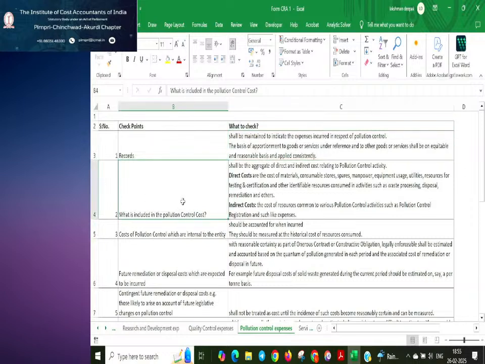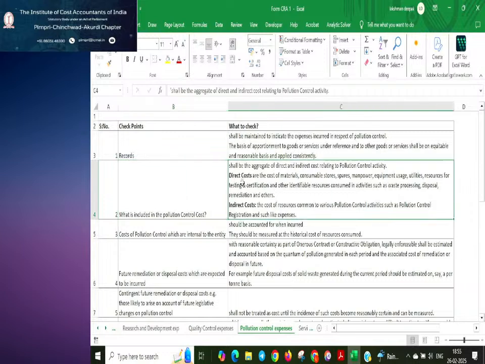So over here, what is included in pollution control expenses? First one is the direct cost, second one is indirect cost. Direct cost and indirect cost put together is the cost related to the pollution control activity. So what you should be very careful about is, when you go through a cost accounting standard or cost record rules, wherever they give examples, just remember that and make a note of it. Because whenever an MCQ question is going to be asked, it will be based on those examples.